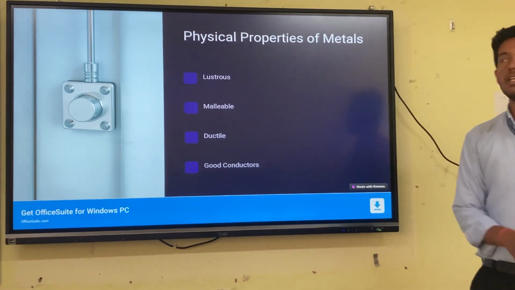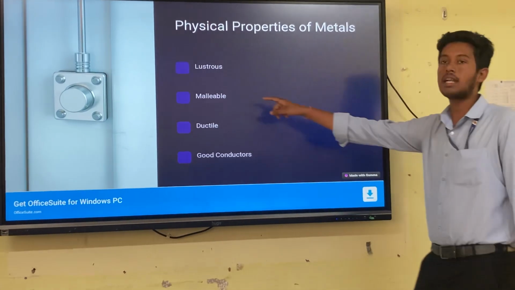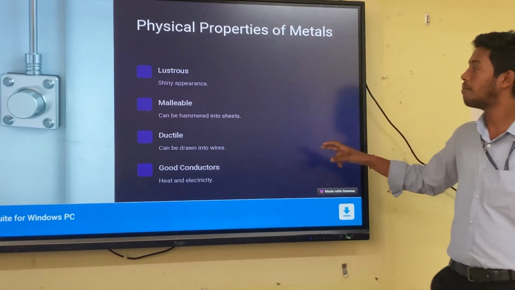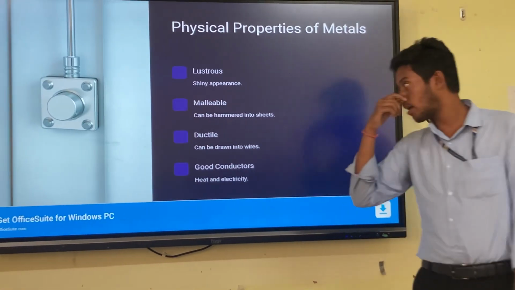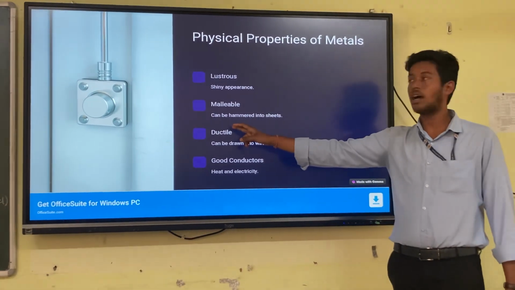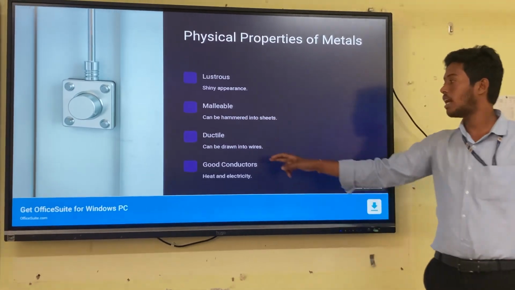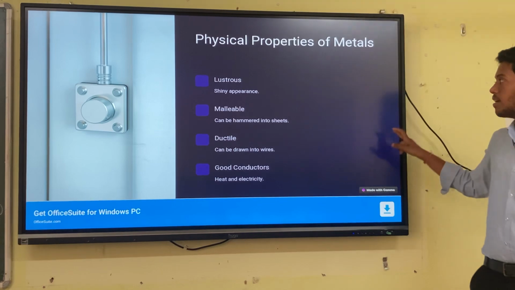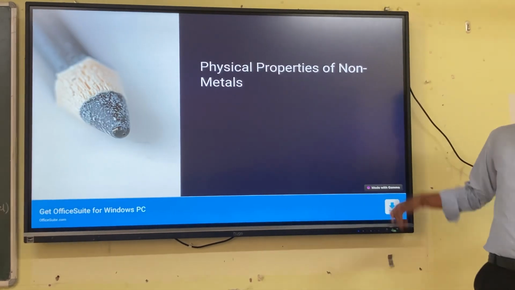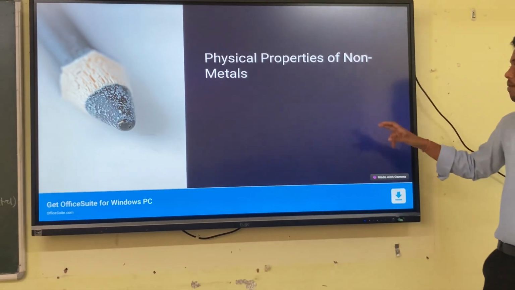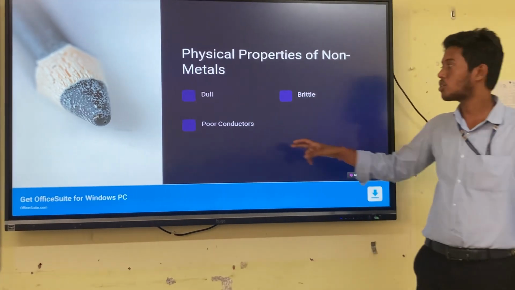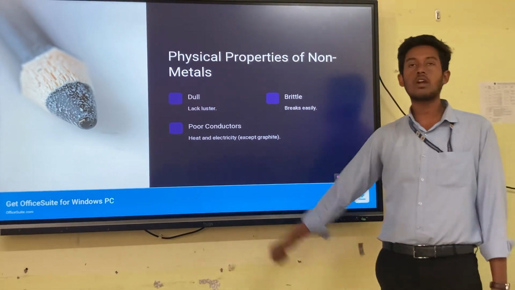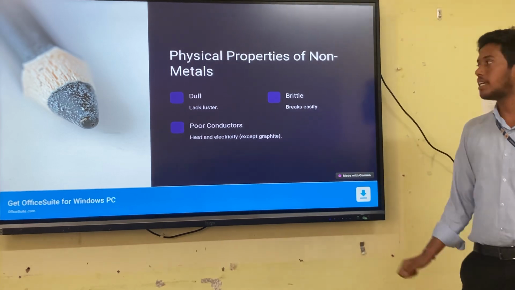Let's summarize what we saw in the video. We saw metallic luster, here I have written lustrous, that's shiny, and malleable, ductile, and good conductors. Malleable means we can convert them into sheets, ductile means we can draw them into wires, and good conductors of heat and electricity. Remember this. These are the physical properties of metals. Non-metals are just the opposite: they are dull, brittle, break easily, and are poor conductors of heat and electricity.